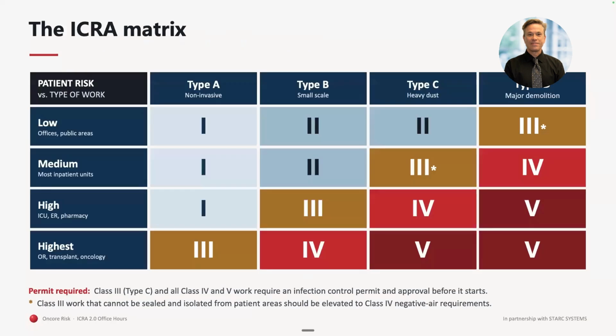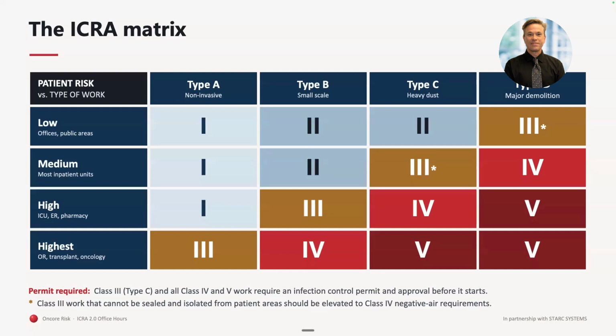Just a reminder of the ICRA matrix, because we're going to refer to that. We have classes of precautions 1 through 5. If you're not familiar with these, we're not going to talk about them today, but just to be mindful, A, B, C, and D are types of work, D being demolition and the most disruptive type of work that we see with the most dust. A is non-invasive, it's really just looking, and then we have low, medium, high, and highest risk areas. The matrix spells out where we put things, so we're going to talk about what barriers fall into these different categories.